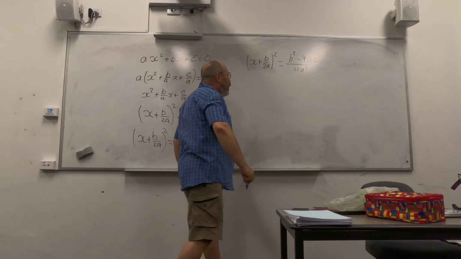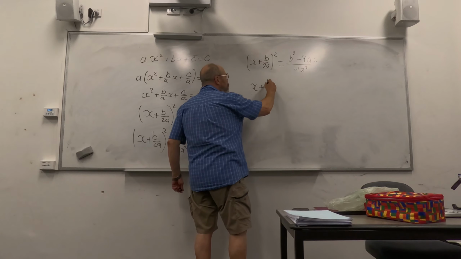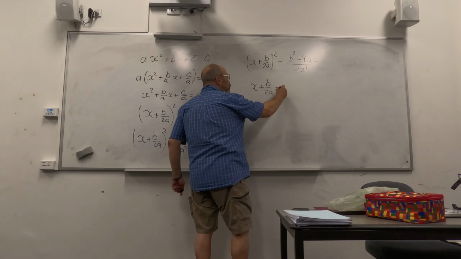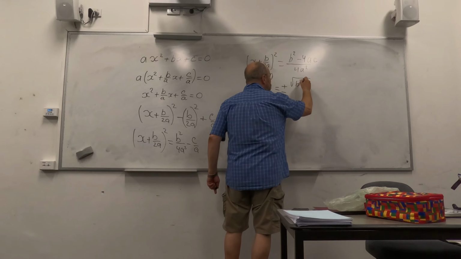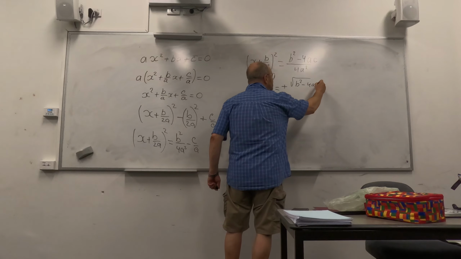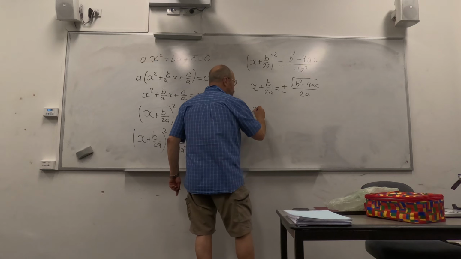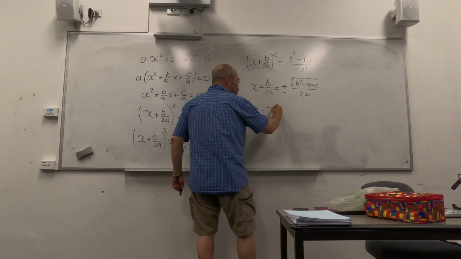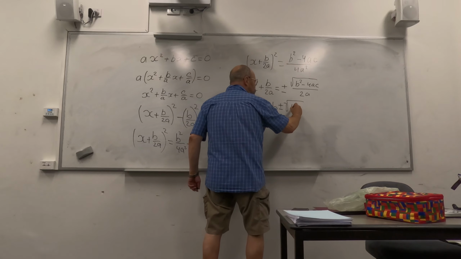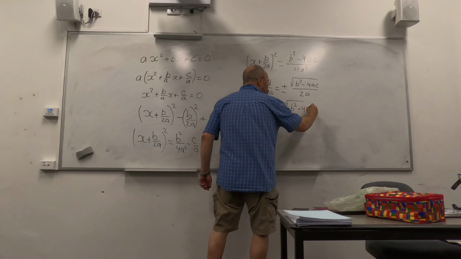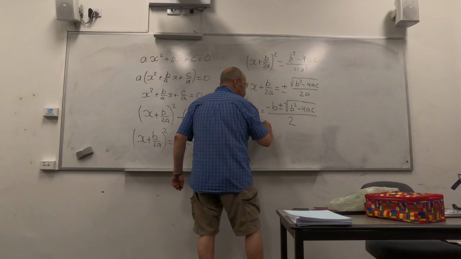And from here we get that x plus b on 2a equals plus or minus the square root of b squared minus 4ac over 2a. We take the square root. So finally we get x equals, and we go to the quadratic formula, minus b plus minus the square root of b squared minus 4ac on 2a. So it's coming from completing the square.